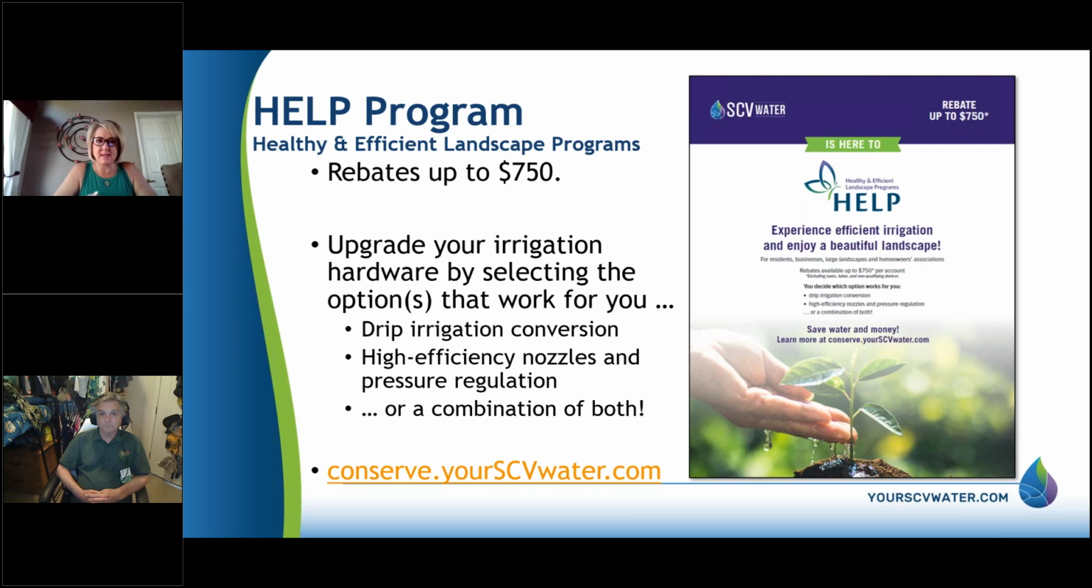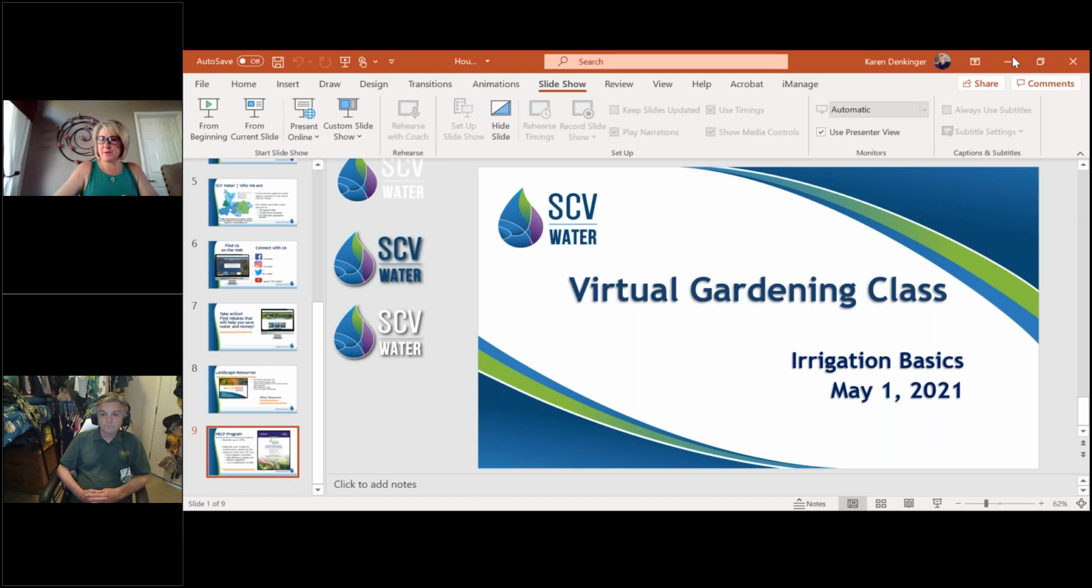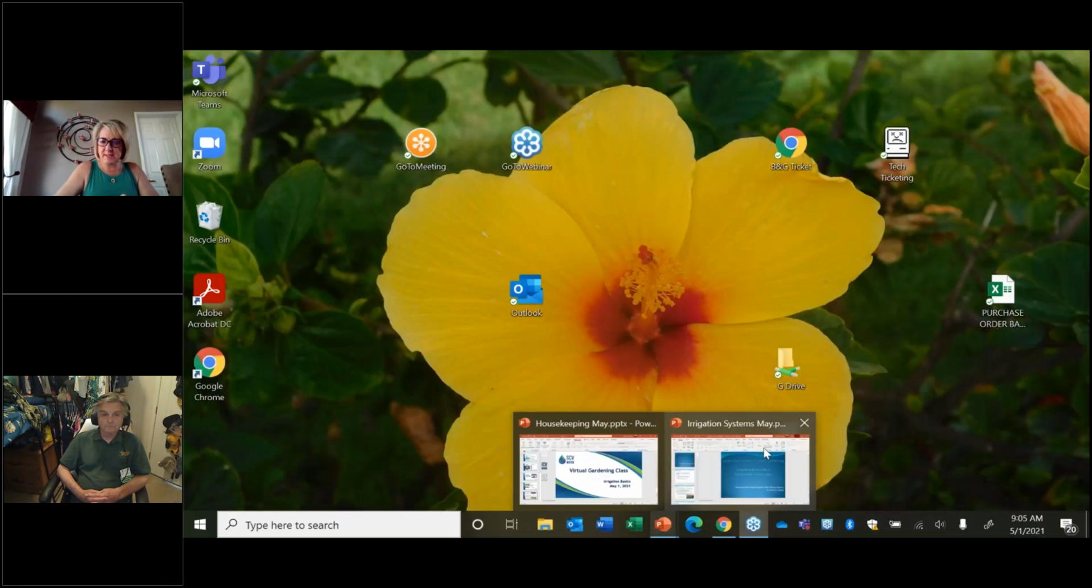Today's rebate that we're focusing on is the HELP program. HELP is Healthy and Efficient Landscape Programs. Rebates up to $750. It's upgrading your irrigation hardware by selecting what works for you, whether it's drip, high efficiency nozzles, pressure regulation, or a combination of both. That's today's rebate. We like to focus on a different rebate for each class based on what class we're offering. You can find all of our rebates on conserve.yourscvwater.com.